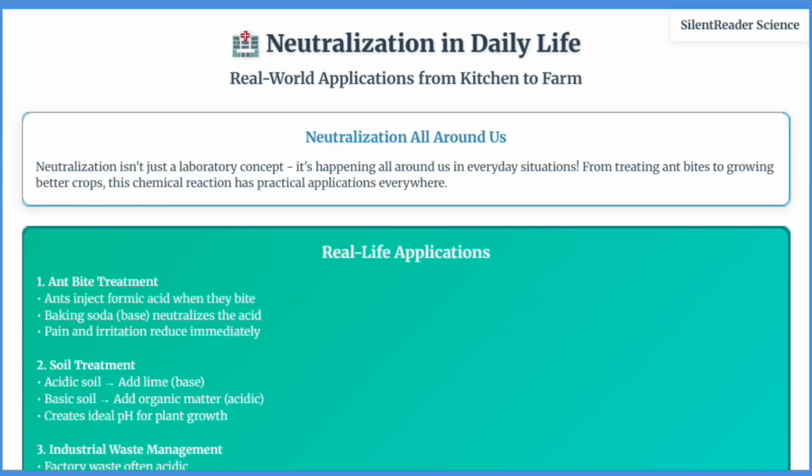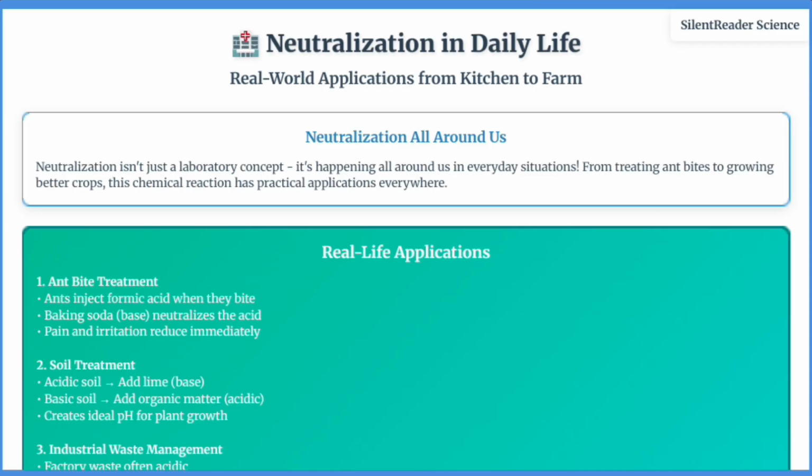Neutralization reactions solve many real-world problems. When an ant bites, it injects formic acid causing pain and irritation. Applying baking soda, which is basic, neutralizes the acid and provides relief. Farmers use lime to neutralize acidic soil, creating better conditions for plant growth. Factories treat acidic wastewater with basic substances before releasing it into rivers to protect aquatic life.